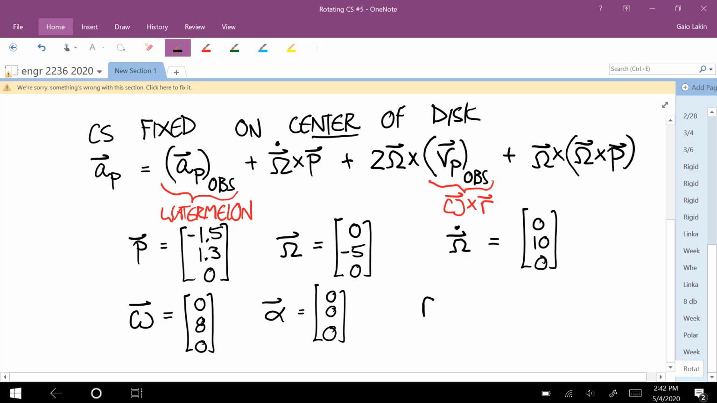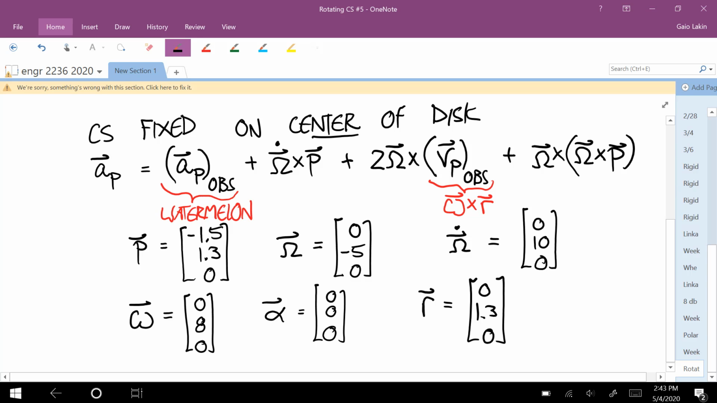And now the r vector. Now you have to think carefully about the difference between the r vector and the p vector. Our p vector was this one. It goes from the origin of the coordinate system to the point you care about. For circular motion, the circular motion of P around that hinge, all we care about for R is the vector from the center of the circular motion to the point that we care about. So in this case, that's only going to be 0, 1.3, 0.